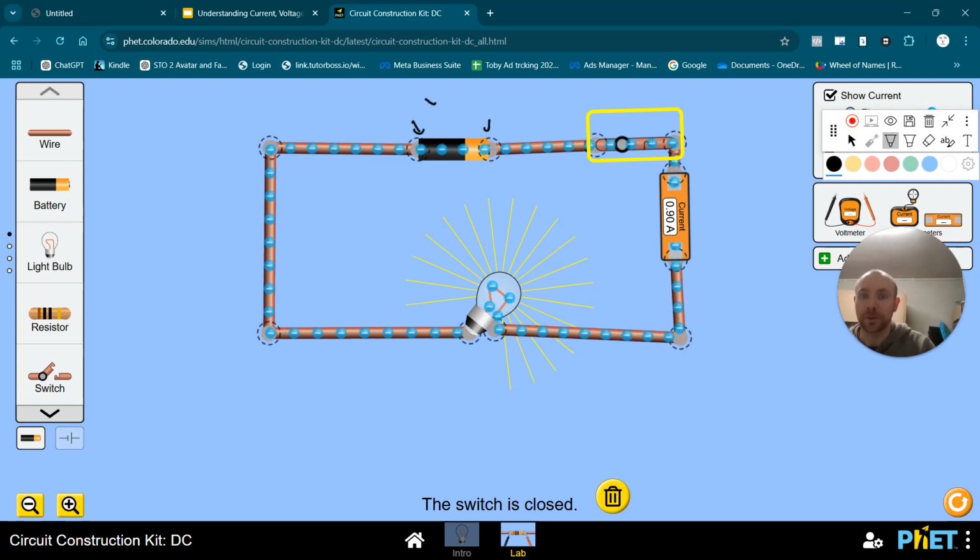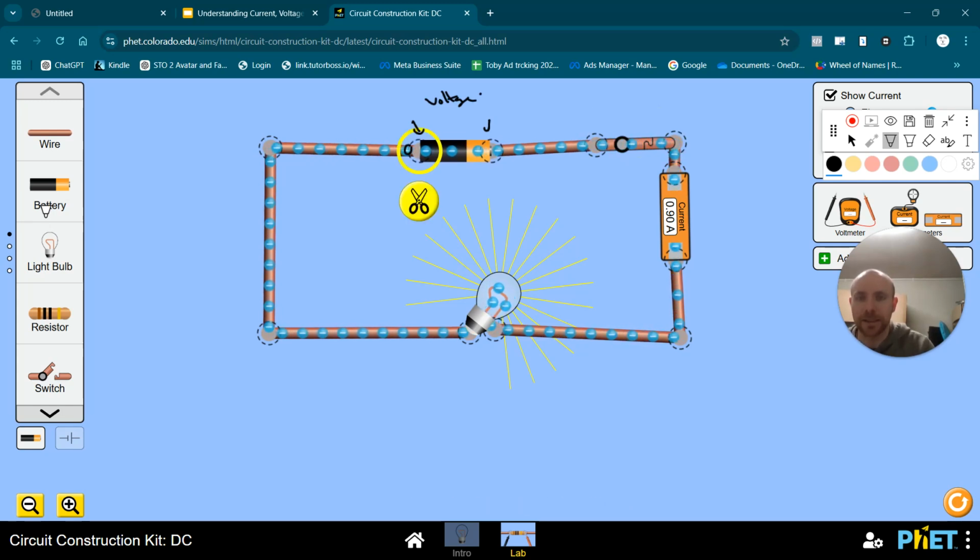The battery's got a voltage, which we'll talk about shortly. But it's providing energy to these charges, these coulombs. I'm going to suggest that each of these little negative balls is a coulomb, and that those coulombs are moving around. Okay, they're moving at a certain rate.